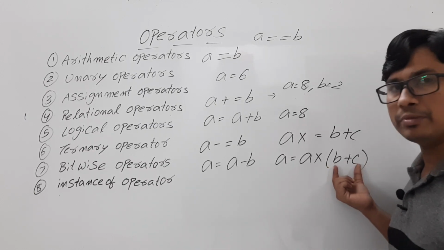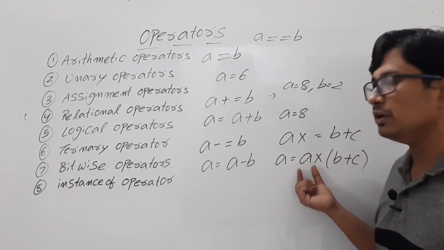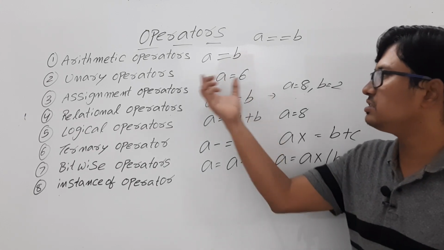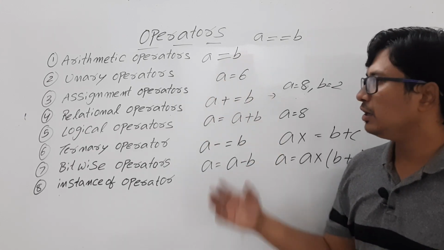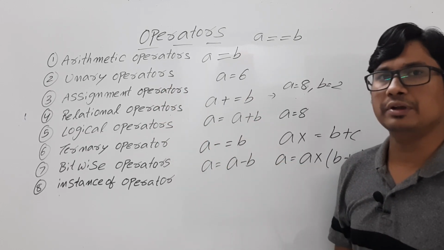So first it will perform the B plus C. For that one it will perform the multiplication with the A value, and the final result will be assigned to the variable A. So this is about the assignment operator. Now let me discuss the assignment operator with a simple Java program.